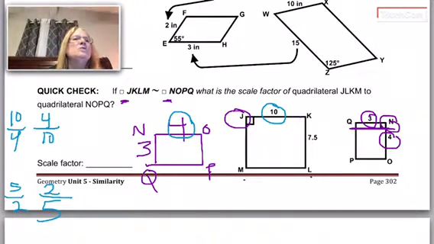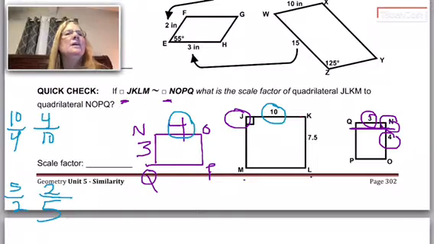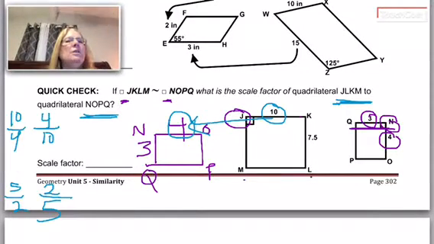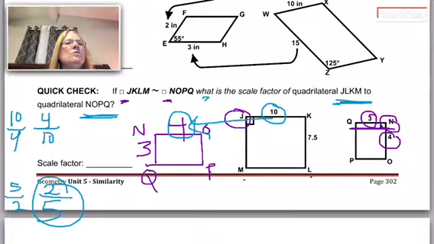Now my question is, which direction am I going? And they want us to go from the big one to the small one. So what do I multiply by 10 to get 4? Well, that has to be 2 over 5.